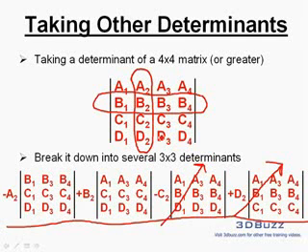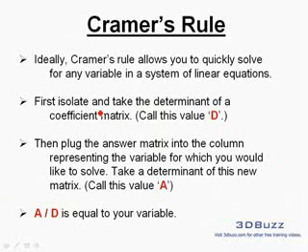Cool. Okay, so with all that said and done, we can finally get into Cramer's Rule. Cramer's Rule uses determinants, but it lets you solve pretty much immediately for any variable, if the determinant is easy to calculate. So you don't have to do all the work to solve for x. You can say, what is x, and use Cramer's Rule to solve for x. Ideally, Cramer's Rule allows you to quickly solve for any variable in a system of linear equations.